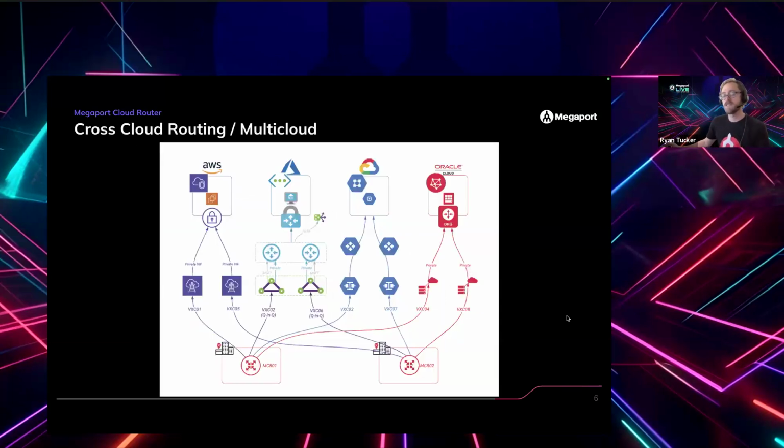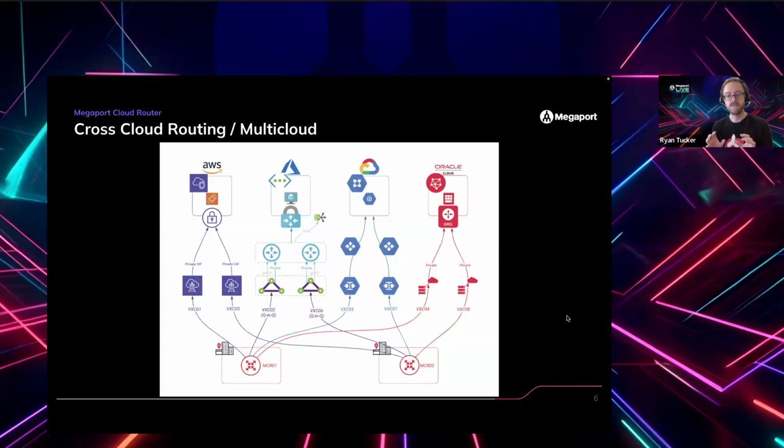The other big use case we see with MCR is that oftentimes now customers don't have a data center presence at all. They only exist in the cloud. Maybe that's multiple clouds. So how do you get between them if you don't have a DC to pull that traffic back to?